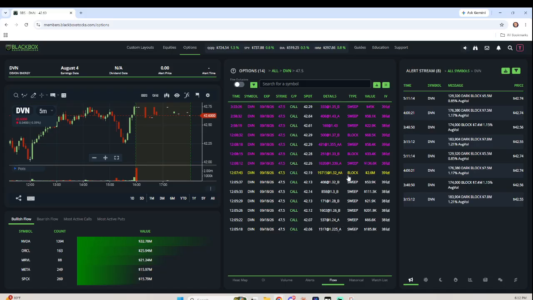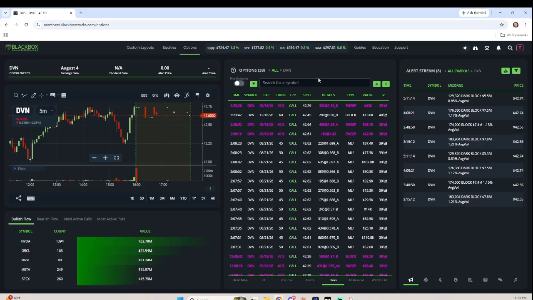Sweeps and blocks, but the block here carries a little bit more importance than it typically would if it was sitting by itself. So hopefully that paints a better picture between sweep and block. But sweep, just think urgency, they want in, and you can see that as the contract prices increase here, which we'll talk about next. And then blocks are kind of limit orders here.